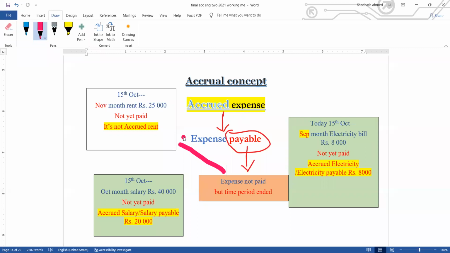Clearly write it down. 3 examples I have given for expense payable. Clearly note it down.